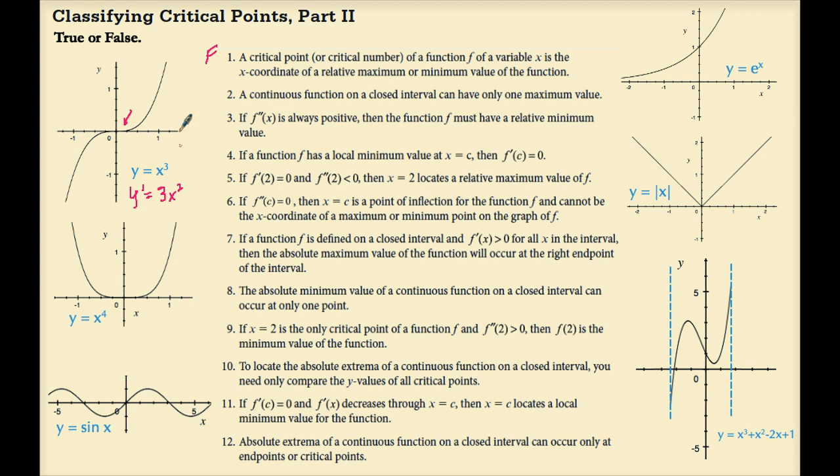minimum value there. A better way to state this would be to say, a critical point or critical number of a function f of a variable x is possibly the x-coordinate of a relative maximum or minimum value of the function. Number 2. A continuous function on a closed interval can have only one maximum value. This is true. That maximum value may occur more than once. Notice here we have the sine function where the maximum value is 1, occurring more than once, but there will still be only one maximum value.